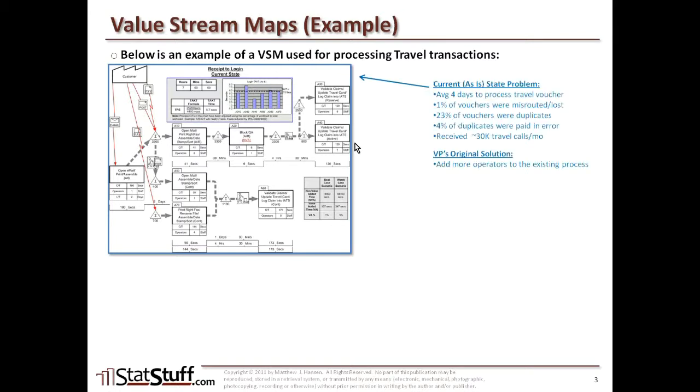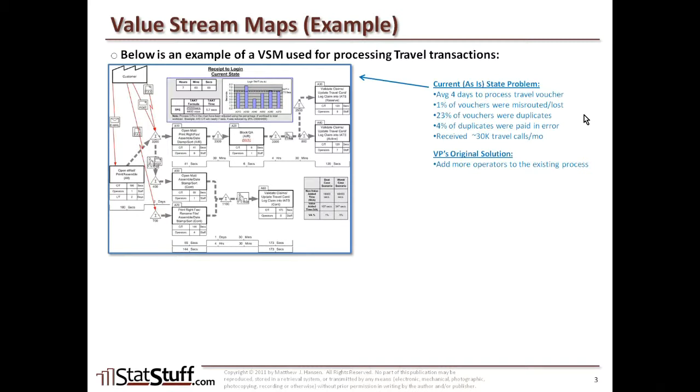Overall, here's some of the different characteristics related to this as-is state of the problem. There were about 4 days on average for processing the travel voucher, and 1% of the vouchers were actually misrouted or lost. 23% of the vouchers that were received were actually duplicates, and 4% of the duplicates that were received were paid in error. And we were also receiving about 30,000 calls a month from the customers who were submitting these travel requests.